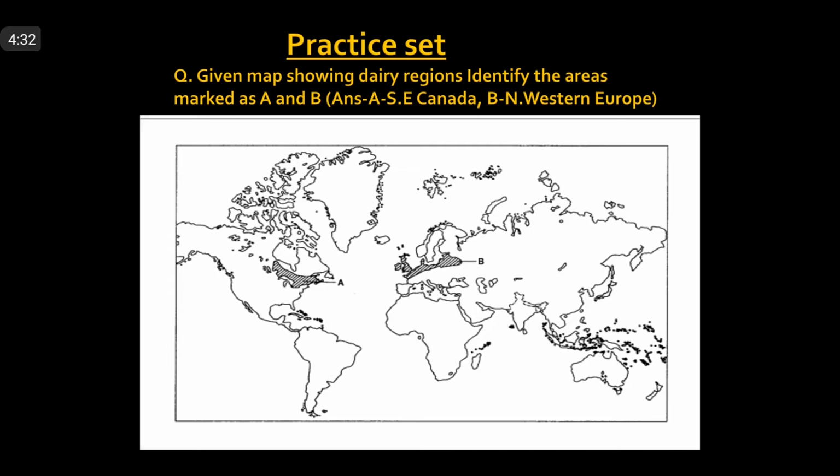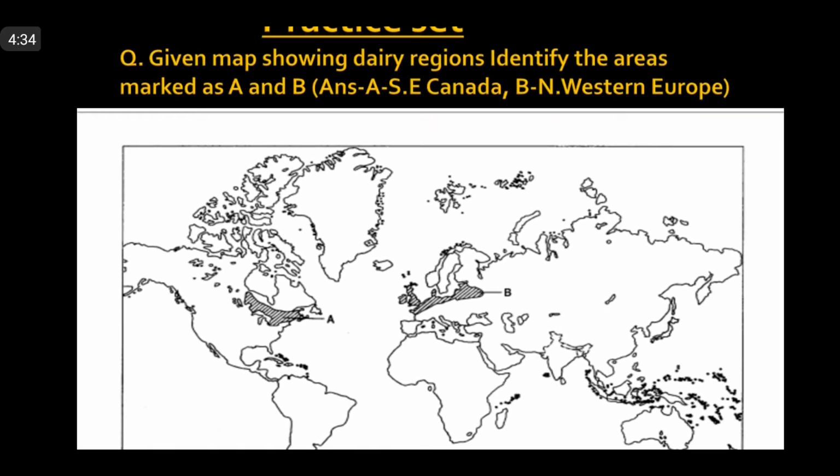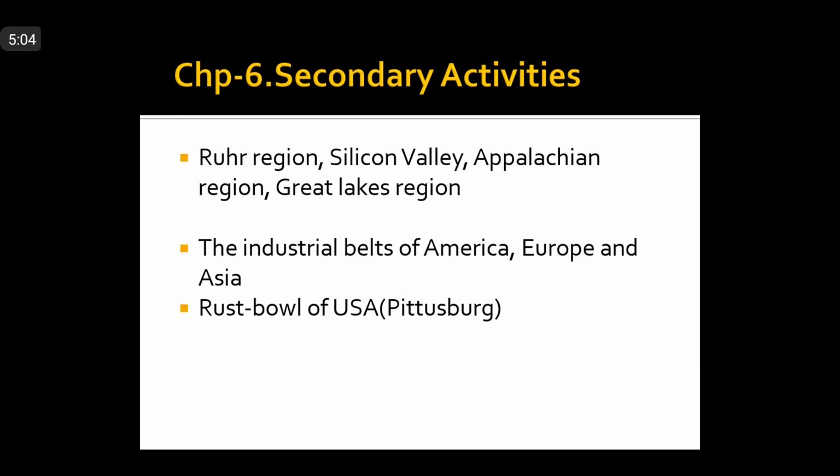Okay, and what is given here? Look at this question. This is your practice set. The given map shows dairy regions, and two areas are marked as A and B. In A, southeastern Canada, there is dairy farming, an extensive dairy region. And B is marked as northwestern Europe. So if you have already practiced it, you can definitely write down the areas.